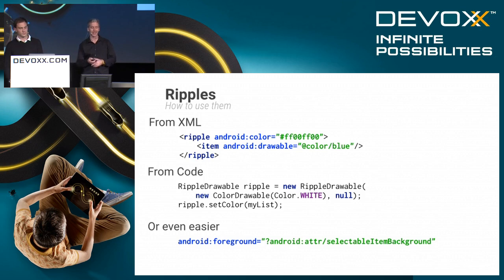You can also use this easy approach and just say that your view has a selectable item background, and that automatically feeds the ripple behavior into that view so that when someone presses on it, it knows that it's selectable, and that selectable behavior in the material theme will show a ripple.